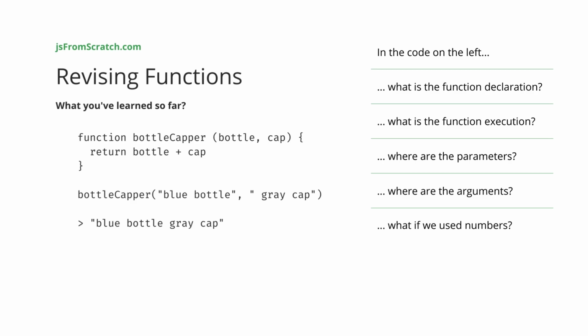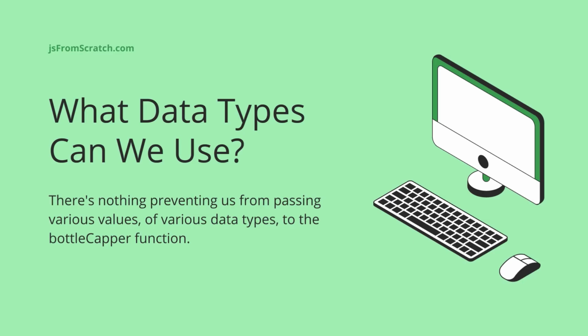Where are the arguments? And what if we use numbers instead of the strings of blue bottle and gray cap when we executed the function? This is what I'll discuss in this video. First, let's answer the question of what data types can we use when invoking, calling, or running a function. There's nothing preventing us from passing various values or various data types to the bottle capper function. It's all about how a function is defined.